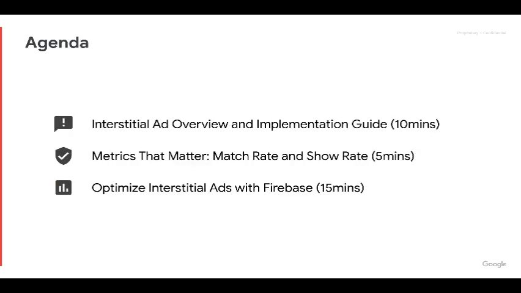All right, a quick overview of today's agenda. We'll be discussing 3 things today. The first section will be all about interstitial ad overview and best practices when it comes to implementation. The second part will be about what metrics you should be looking at in the AdMob reports. So we'll do a deep dive on match rate and show rate. And finally, Ahmed will take us through how to do A/B testing with Firebase.